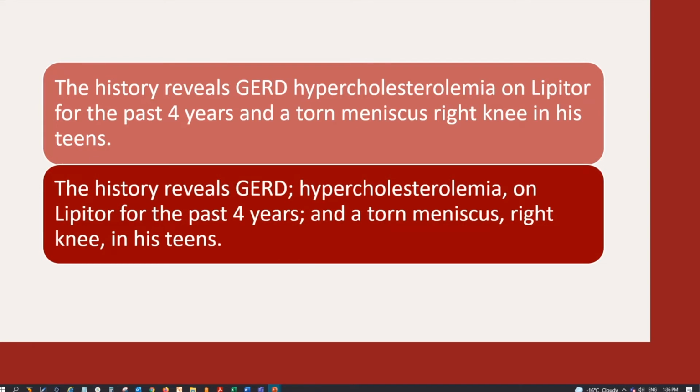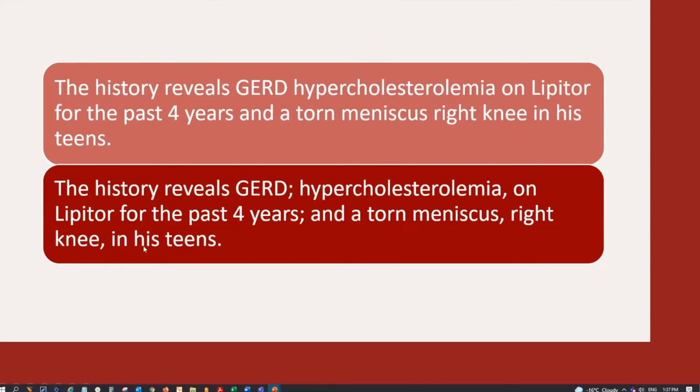We have a complex list. GERD, hypercholesterolemia, and then added info about that on Lipitor for the past 4 years. So we set off the added information about the hypercholesterolemia with a comma. So now we've got a comma between commas. So that's where these semicolons come in, because we've got that complex list. And a torn meniscus right knee in his teens.